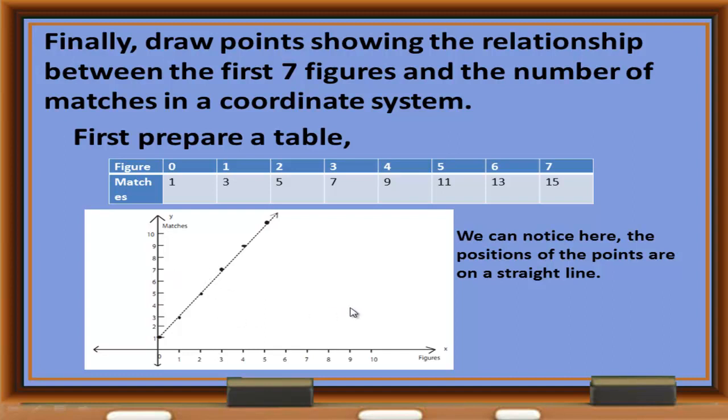We can notice here the positions of the points are on a straight line.